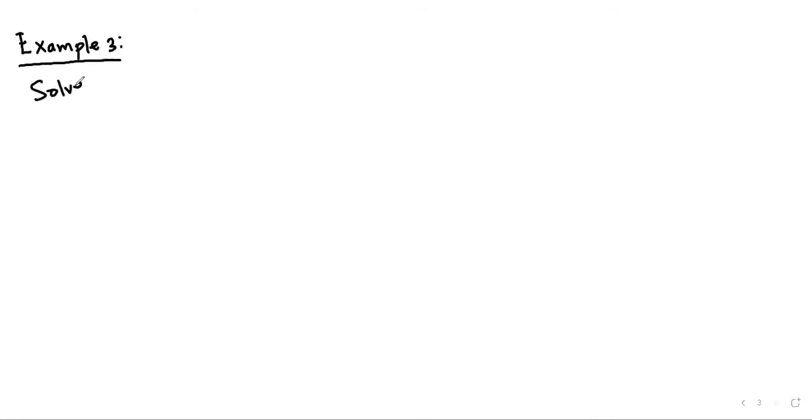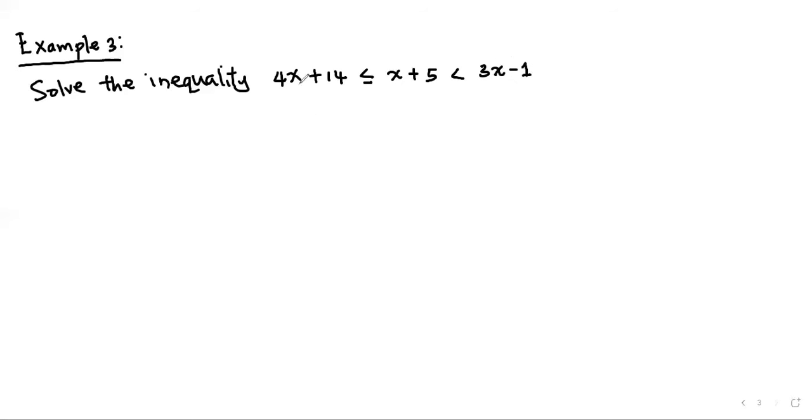Solve the inequality. Solve the inequality 4x plus 14 is less than or equal to x plus 5, then less than 3x minus 1. We have got 4x plus 14 is less than or equal to x plus 5 less than 3x minus 1.